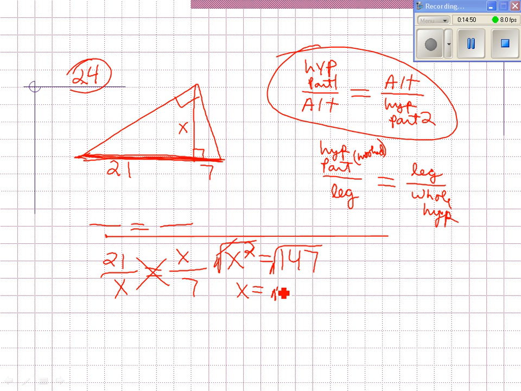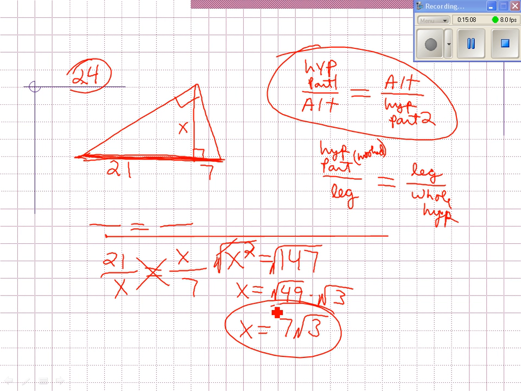So it's the square root of 49 times the square root of 3. What is the square root of 49? 7. So 7 radical 3. The length of that altitude right there is 7 times the square root of 3.